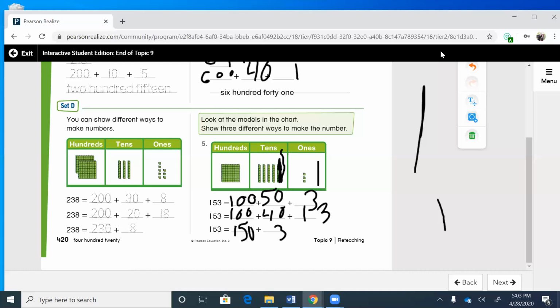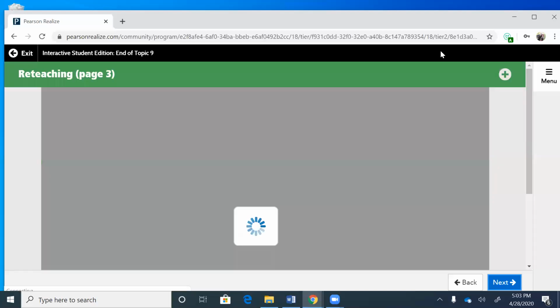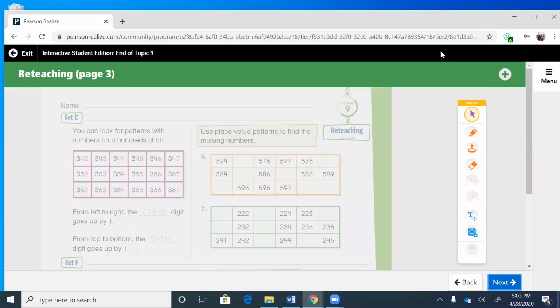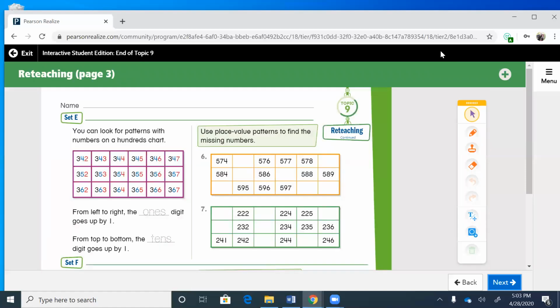So it takes a little bit of time to solve these problems, but you just have to think of different ways. All right, these are a lot of fun, figuring out the patterns. All right, use place value patterns to find the missing numbers. So remember, there's a bunch of different ways to do it. I remember telling you guys the best way is to fill out the top row first.